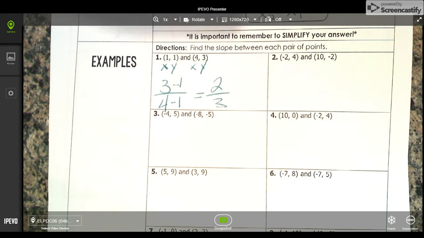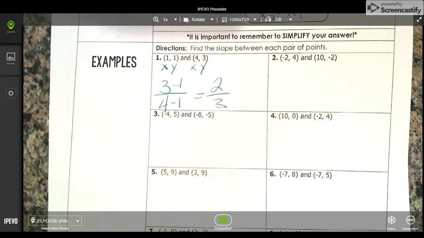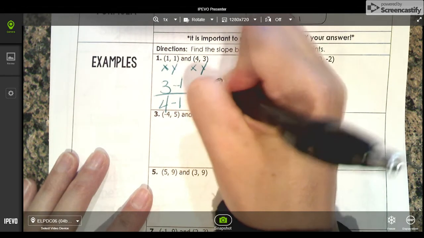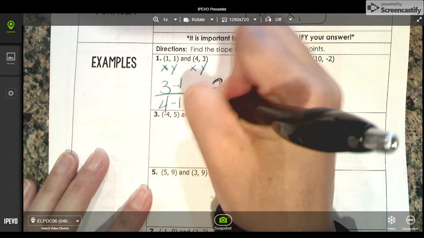I don't know why this is so shiny. I'll try to use a different pen. 2 over 3.